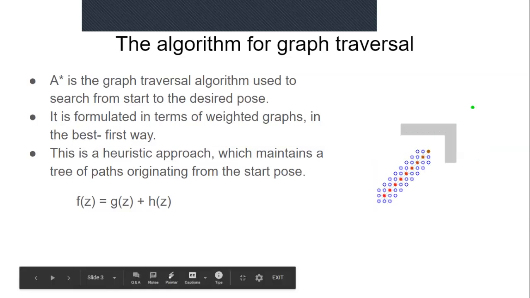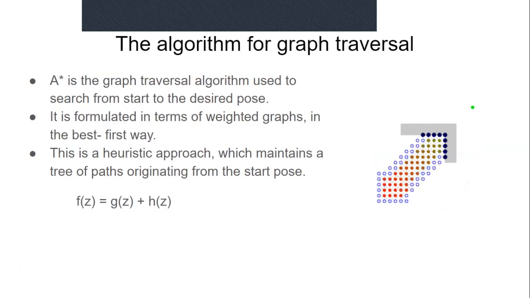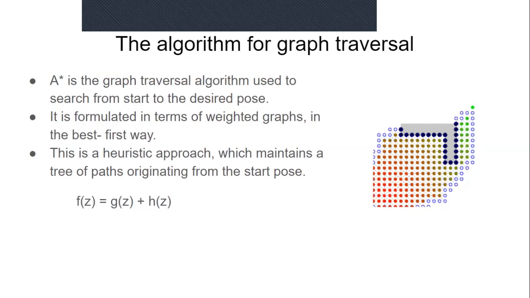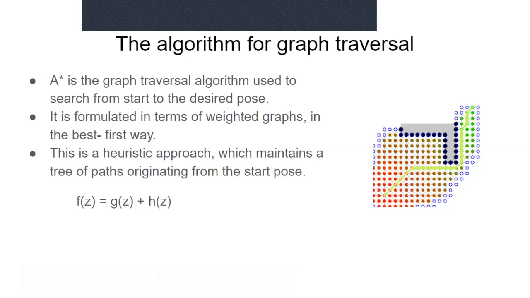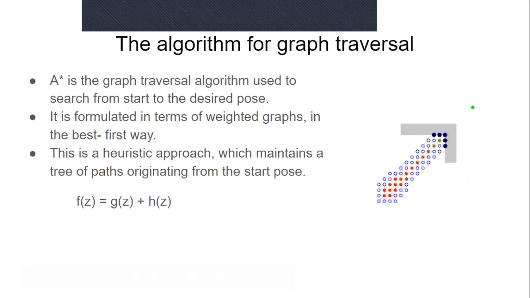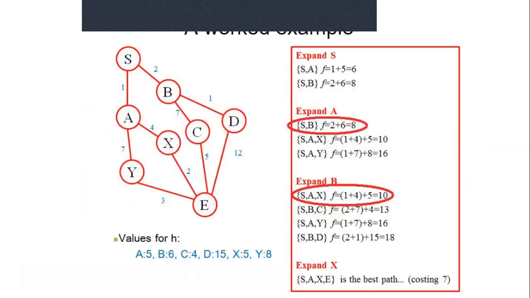So this is a heuristic approach which maintains a tree of paths where each node has a value assigned to it, where G(n) is the value to travel from the start node to that particular node, and H(n) is a heuristic value which is updated at every time step and initialized to a particular value initially. And we calculate this for every node, and then determine the minimum weighted path to go from the start to the end.